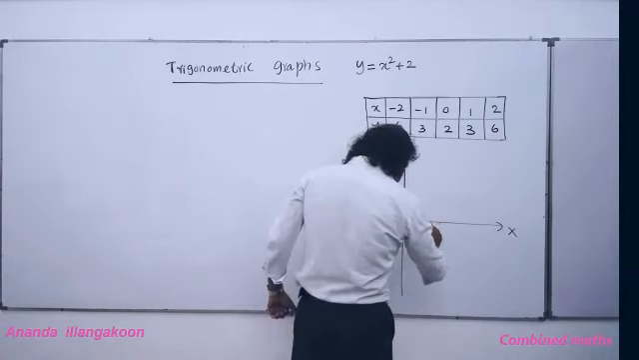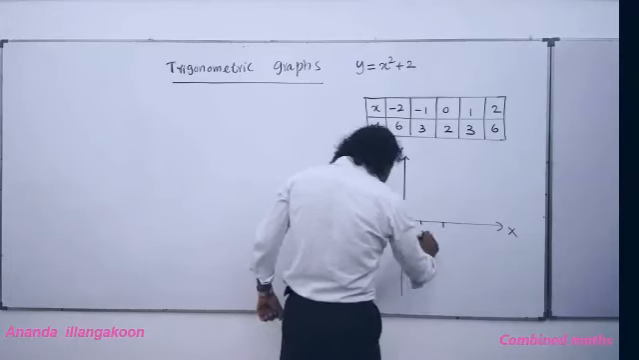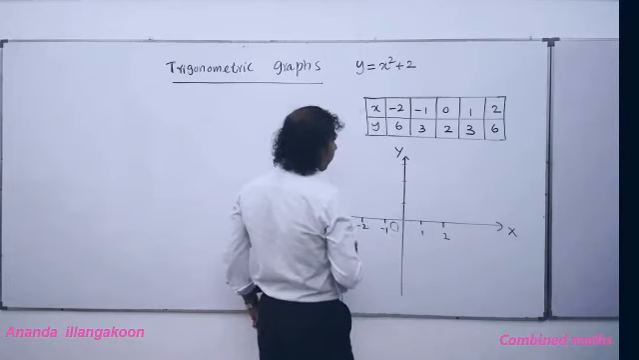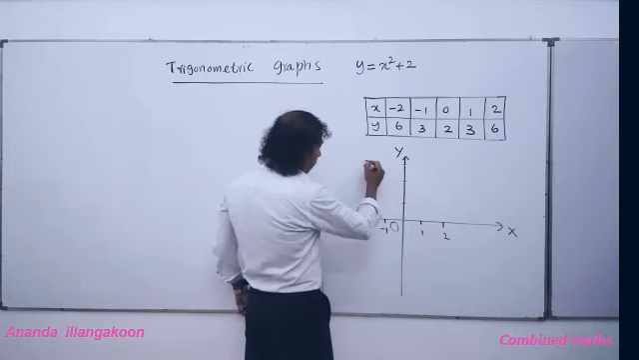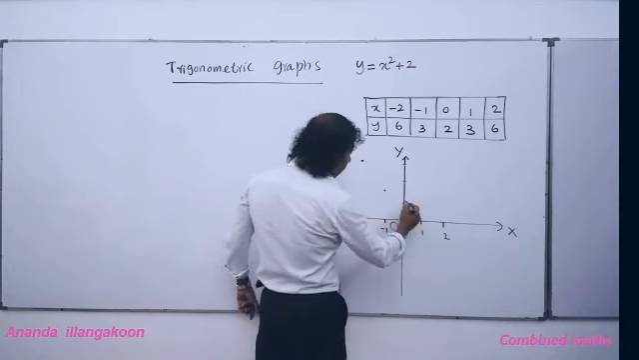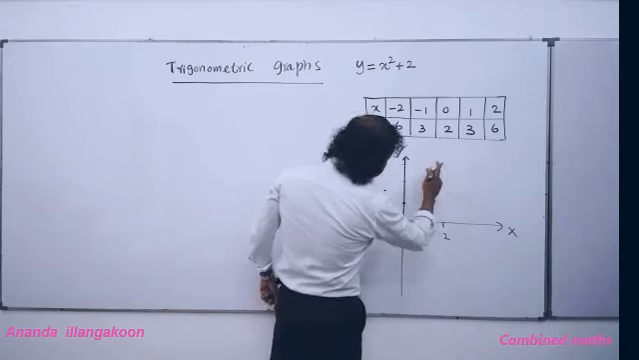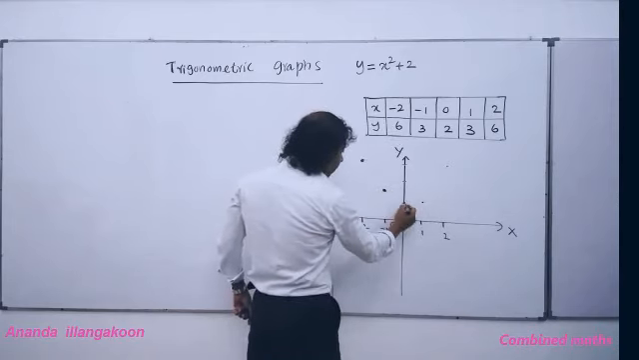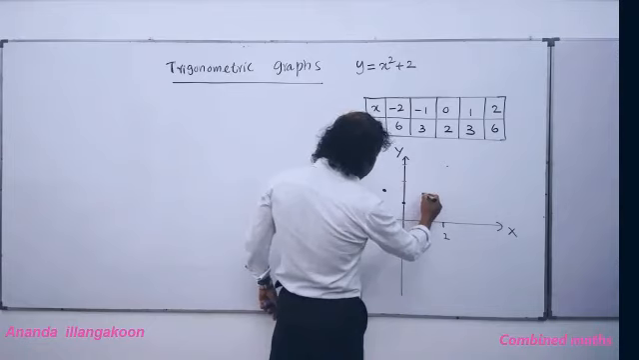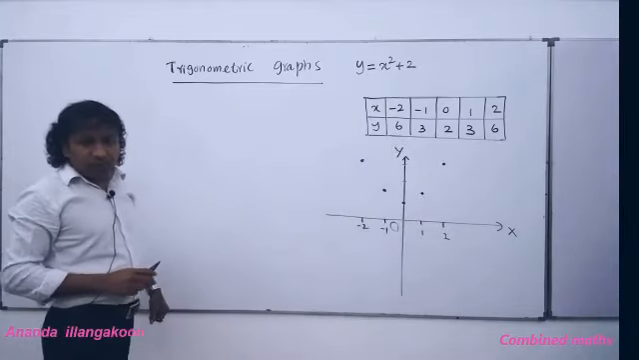Then we have the values of x: 1, 2, and minus 1, minus 2, and y. When x equals minus 2, y is 6. Minus 1 gives 3, 0 gives 2, 1 gives 3, 2 gives 6, right? So we get some points, people. We mark the points. When x is 1 it is 3, no? Yeah, it is somewhere here. When x is 2, it is 6, somewhere here. Now, this way we get some points, people.